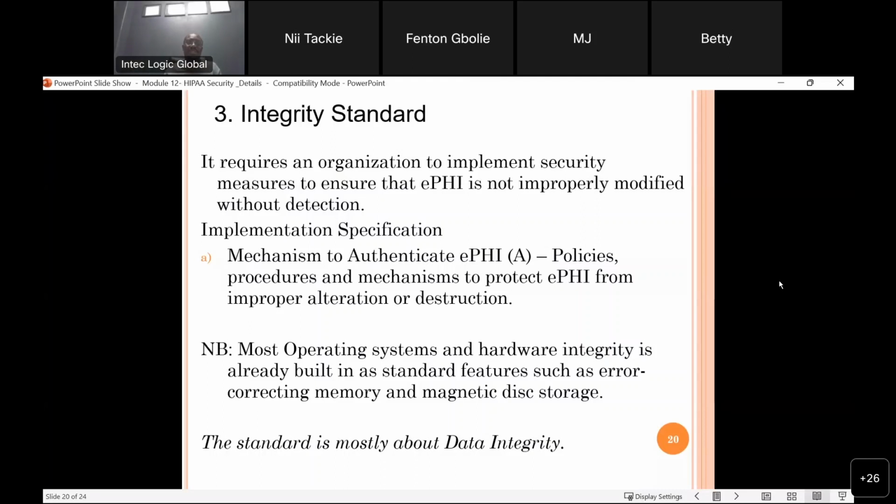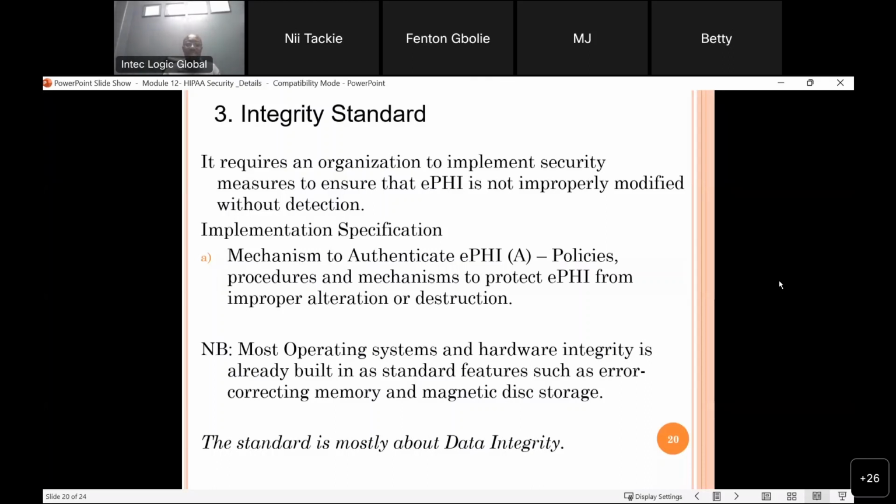The implementation specification says: mechanisms to authenticate ePHI, policies, procedures, and mechanisms to protect ePHI from improper alteration and destruction. You may never know, the person may go in with an ulterior motive. I want to go and destroy this medical record. There should be proper authentication, right? Who has a right to modify ePHI or who has a right to delete ePHI. As long as it's within the system, it should maintain its integrity. Nobody should be able to change it without proper authorization.